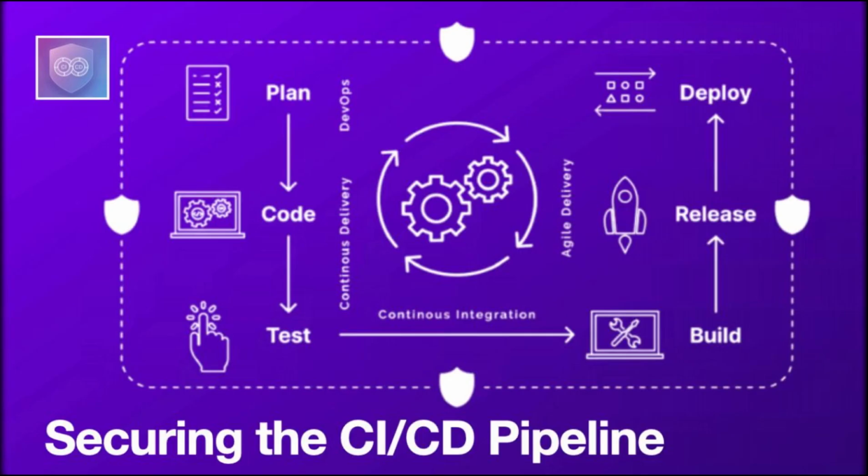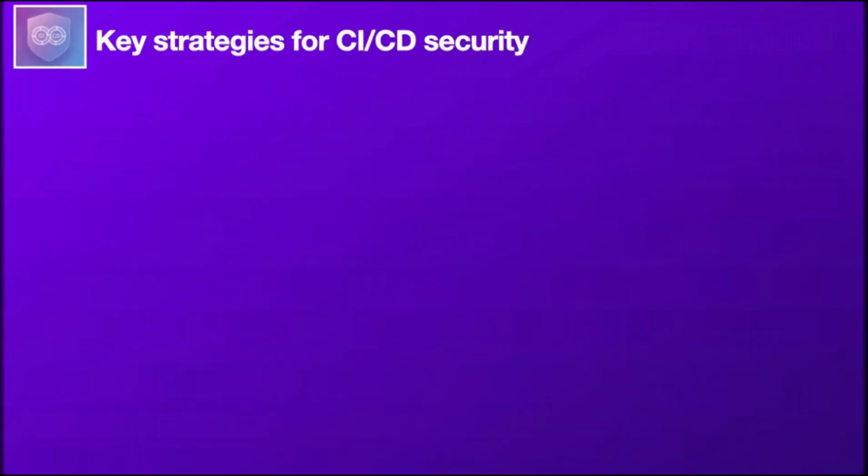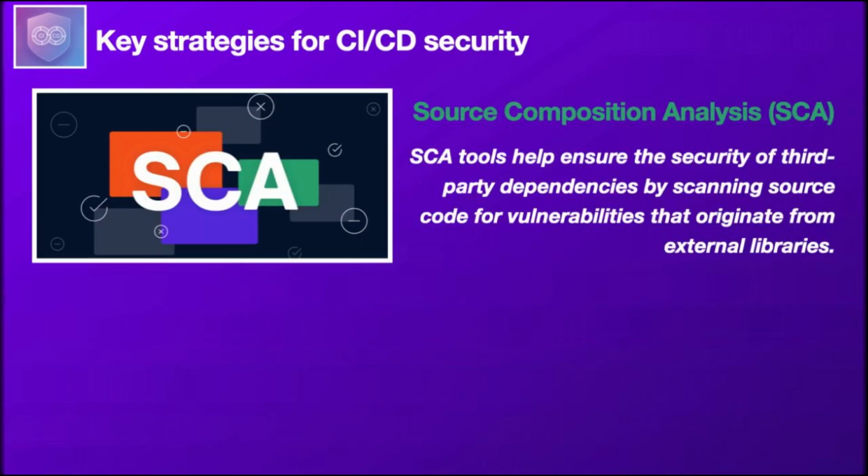Securing the pipeline. Best practices to create a secure CI/CD pipeline. Teams should take a multi-layered approach that combines various tools and practices. By securing each stage of the pipeline, organizations can reduce the likelihood of breaches. Key strategies for CI/CD security include 1. Source composition analysis, SCA.